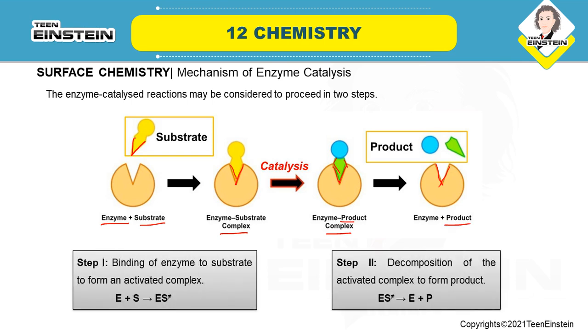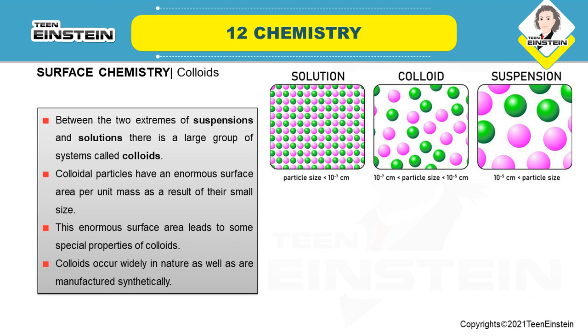So in step 1, there is binding of enzyme to substrate so that we get the activated complex. So this is ES double dagger. Step 2 is decomposition of the activated complex to form the product. So now finally from ES double dagger we will get E and P. So this is E, this is P. Okay. So these are the two main steps in the mechanism of enzyme catalysis.